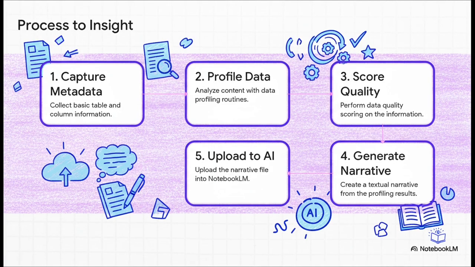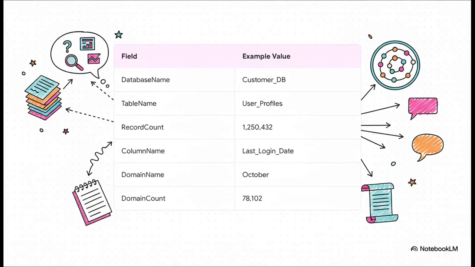So to get this super technical data ready for NotebookLM, there's a bit of a process. You capture the raw data, you run some analysis on it to see what you're dealing with, but here's the absolute key step. You generate a textual narrative. You basically turn all that code and all those numbers into a descriptive story that an AI can actually read and make sense of. And if you're sitting there thinking, what on earth is metadata anyway? This table makes it super clear. It's not the actual customer data, it's the data about the data. Things like, what's the database called? How many records are in this table? What's this column named? It's the blueprint, the map of the entire database.